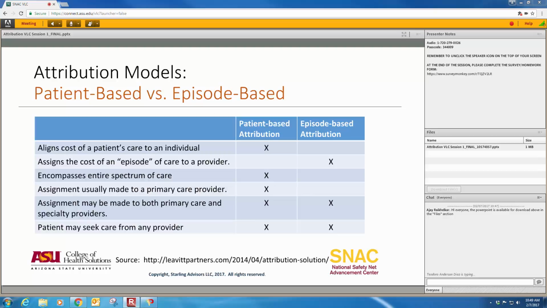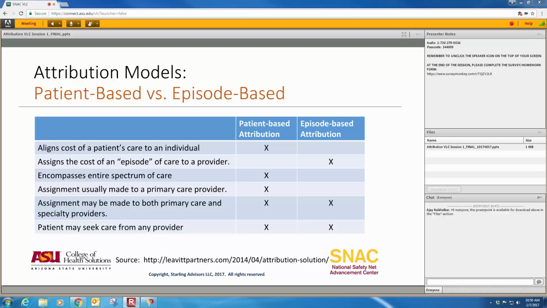So just a couple of differentiators, and I think we kind of covered this in the discussion, but a patient-based model aligns the cost of a patient's total care to an individual provider or organization, whereas an episode assigns the cost of a specific well-defined episode of care. The patient-based model encompasses the entire spectrum of care, so it's really defined as within the contract, essentially any of the services that a patient might receive, regardless of the reason why they're receiving them, and it's usually made to a primary care provider. Those are not the case with episode-based attribution models.